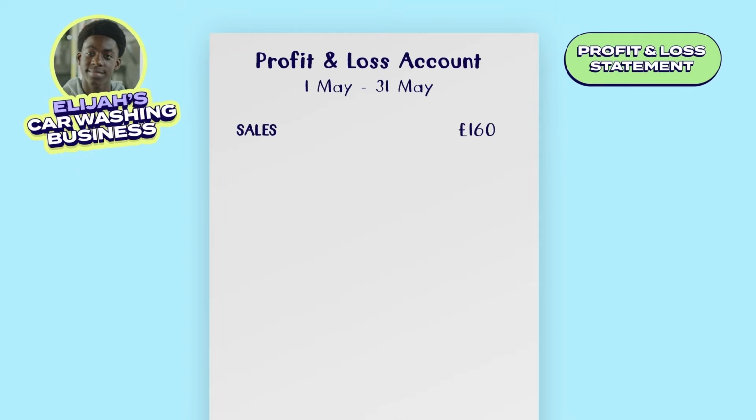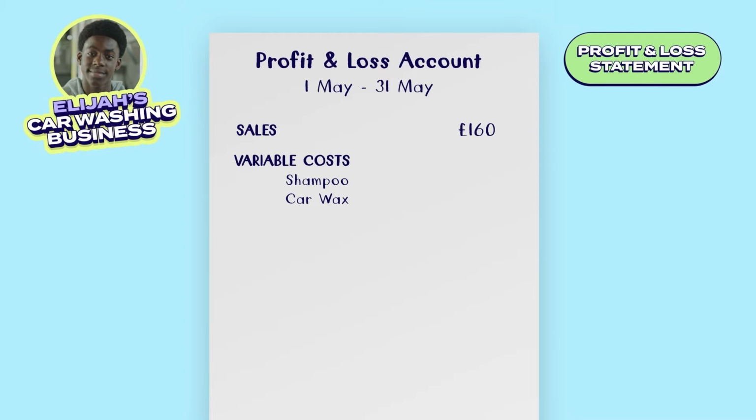He then goes on to record his costs. He starts with his variable costs, which depend entirely on how many cars he washes. For Elijah, the variable costs are the shampoo and the super slick car wax that he uses on his customers' cars.